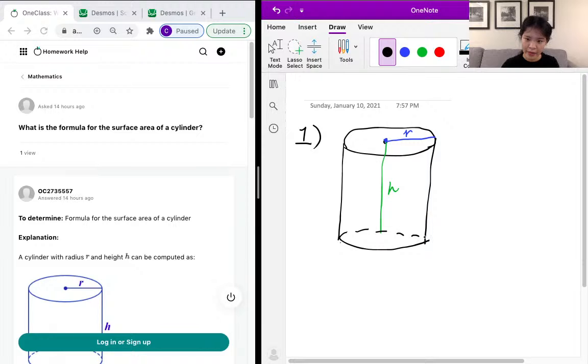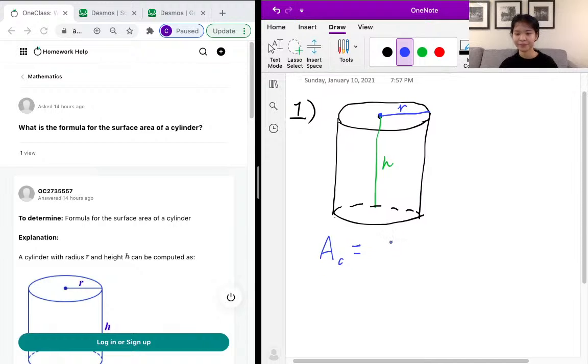In order to find the surface area of a cylinder, you need both the area of a circle and the area of a rectangle. So let me just write down what the area of a circle is. I'll just write A of C, because I don't want to write down circle more than once. The formula for the area of the circle is just pi r squared, where pi is the irrational number 3.1415 and so on, and r is just the radius of the circle.